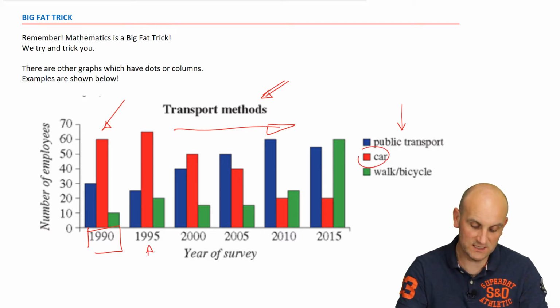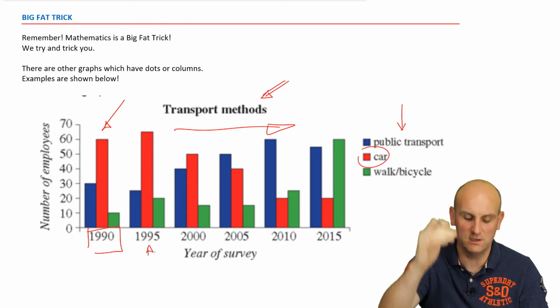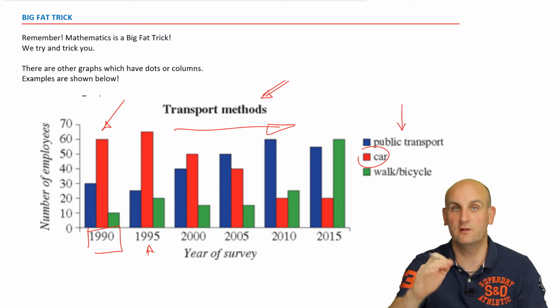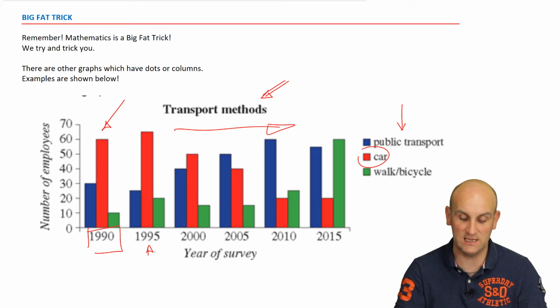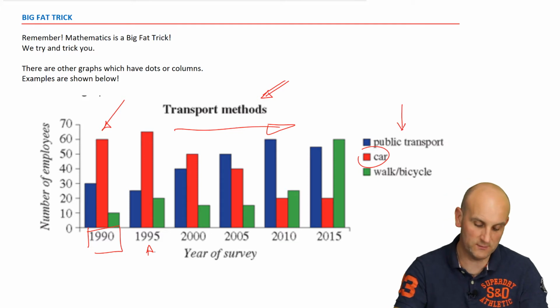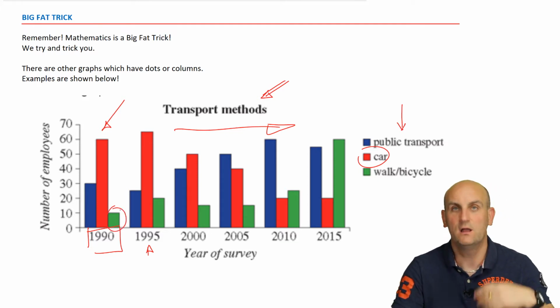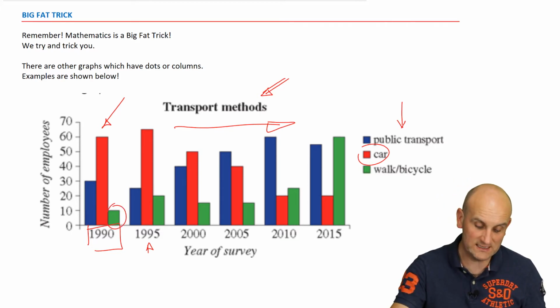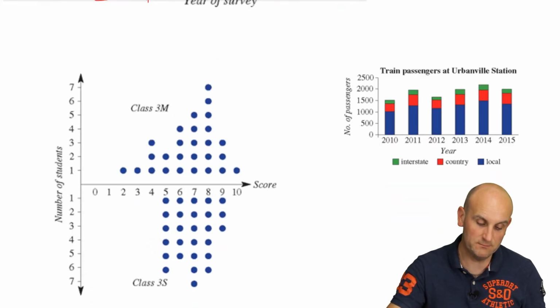Here is what seems to be the mode for red, and so I'd write down my answer as 1995, which was the least year who walked or bicycled. Well, there we go. This seems to be the lowest one. 1990. So being able to read these graphs is really, really important.